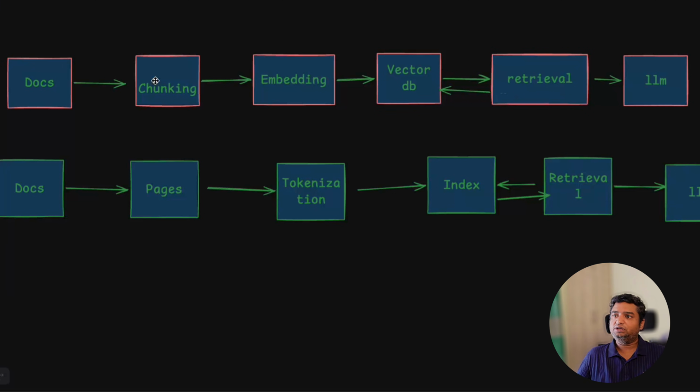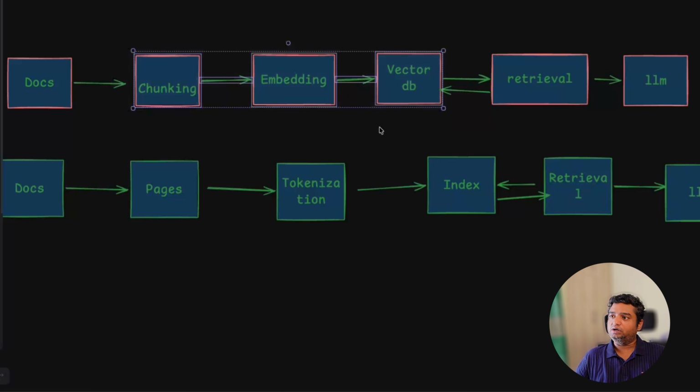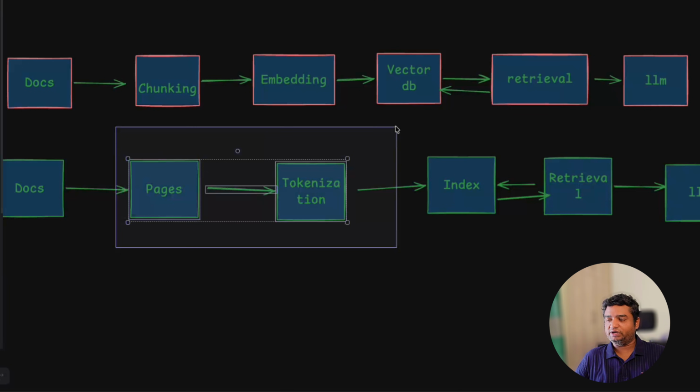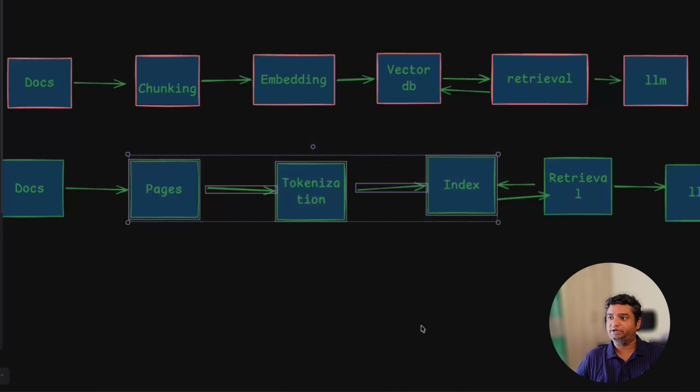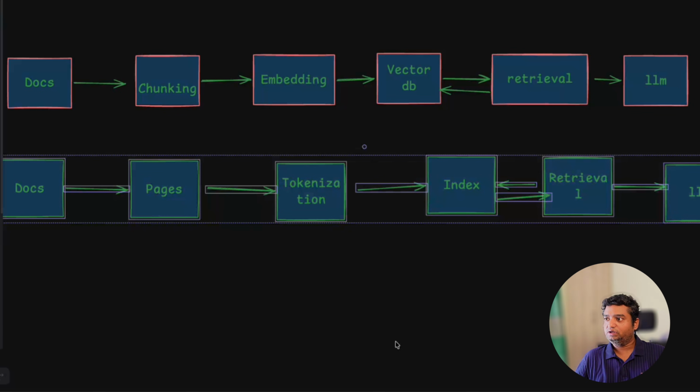So here you see you have chunking, embedding, and the vector database. We have removed these with the help of page index. In page index, we create pages, we create tokenization, we create an index. We'll see it in detail. We have seen what the problem in RAG was, and use case wise we'll see in the last portion of this video. Now you'll understand how these particular things work.